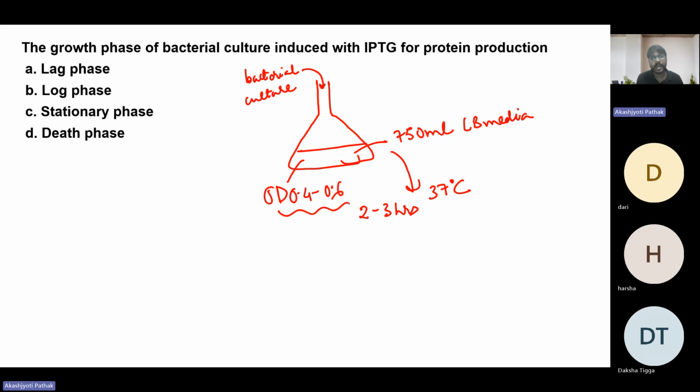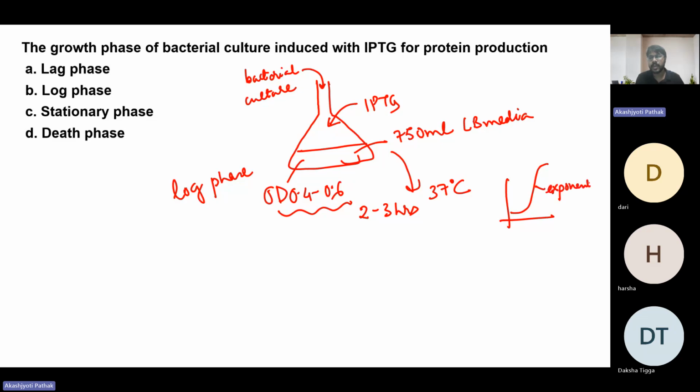At this phase, when the culture has reached an optical density of 0.4 to 0.6, most of your bacteria are in the log phase, which means the bacteria are growing very rapidly. Once your bacteria are in the log phase, at this stage you add IPTG. If there are not sufficient bacteria in your culture, there will be no expression of protein. So you want your bacterial culture to be in the exponential phase.